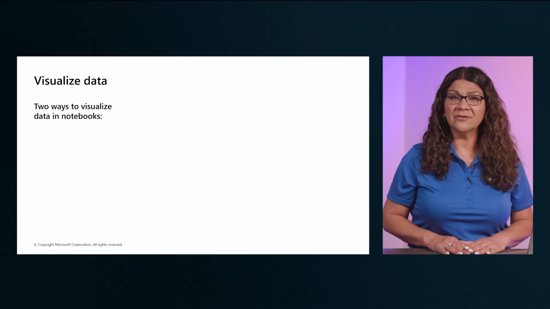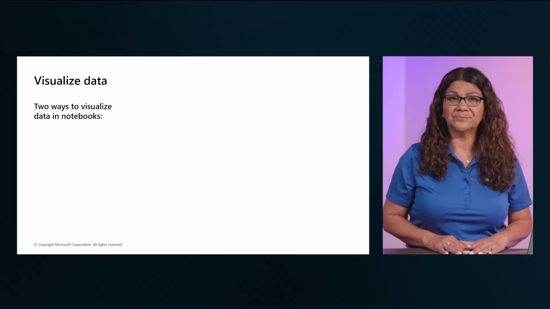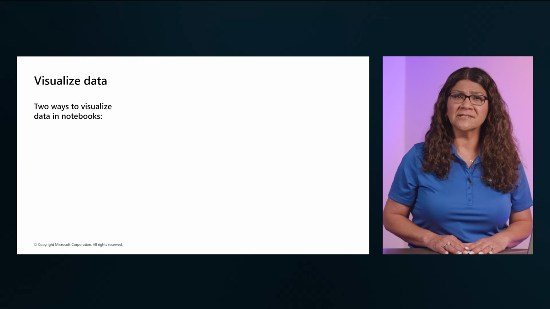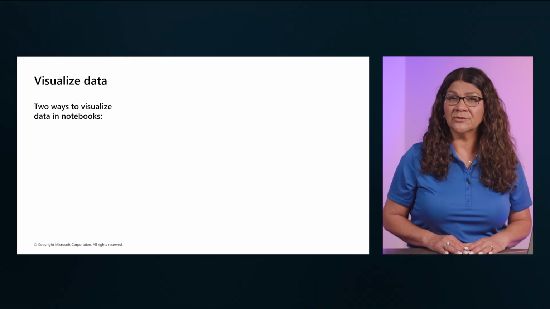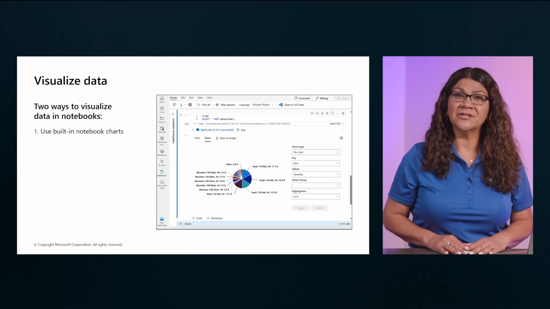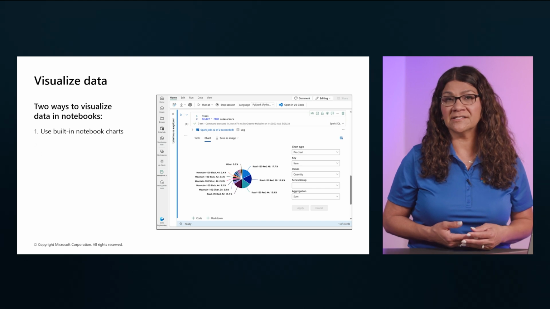When you display a data frame or you run a SQL query in a Spark notebook, the results are displayed under the code cell. By default, the results are rendered as a table, but you can also change the results view to a chart and use the chart properties to customize how the chart visualizes the data.